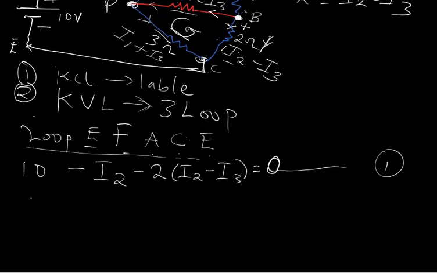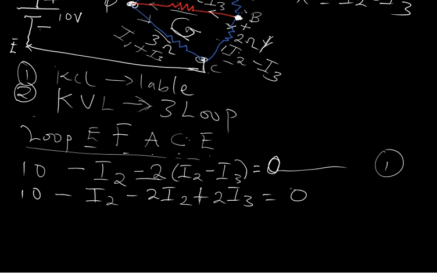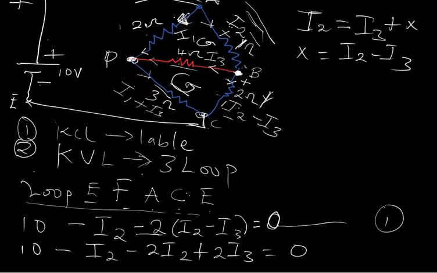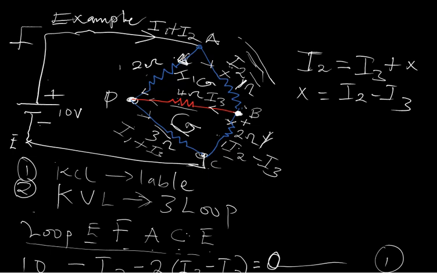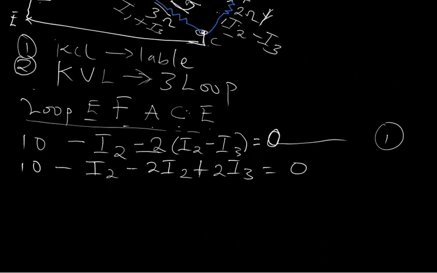So now let me simplify. Open the bracket. This is going to be minus 2I2 minus 2 times minus I3, that's going to be plus 2I3, is equal to 0. So let's collect like terms together. You know what I normally do? I wish to collect the variables to one side of the equation.